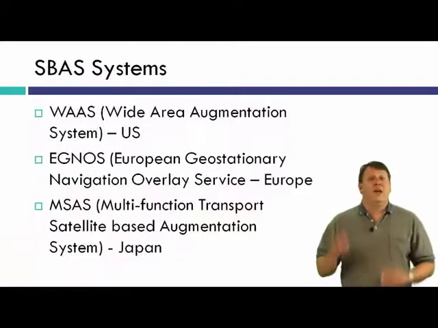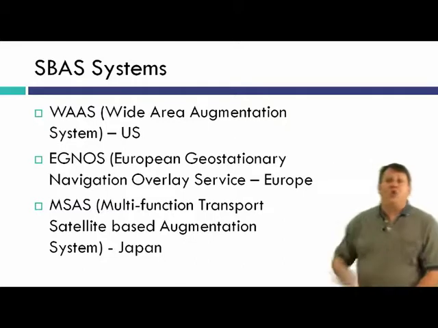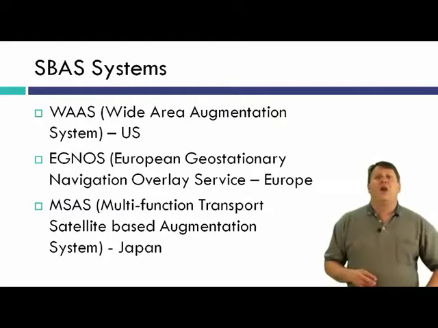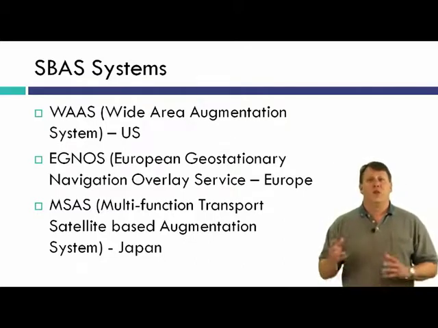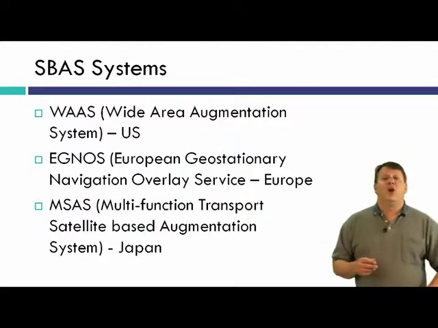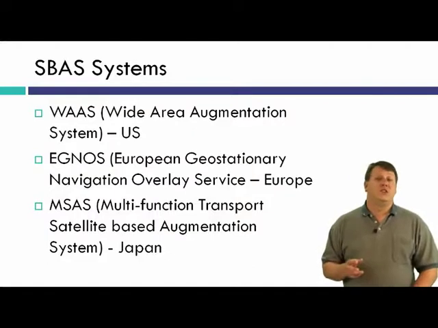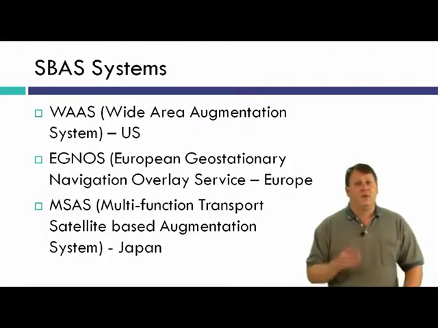Examples of SBAS systems and the areas that they serve include WAAS, W-A-A-S, or Wide Area Augmentation System, for the US, Canada, and Mexico. EGNOS, or European Geostationary Navigation Overlay Service. And finally, MSAS, or Multifunction Transport Satellite-Based Augmentation System, for Japan. Don't say that one too quick.